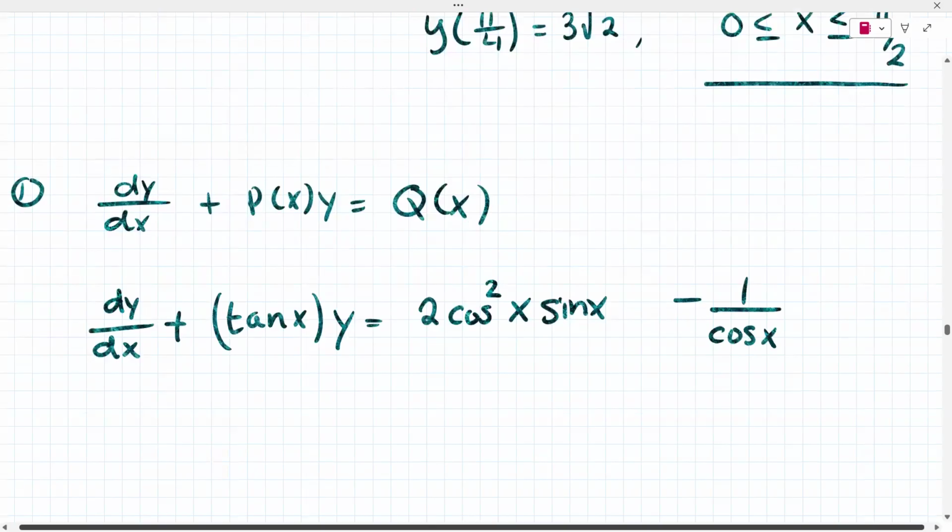Okay, I think we could simplify the right. What is 1 over cosine of x? That is the same thing as secant x, so it's minus secant x.